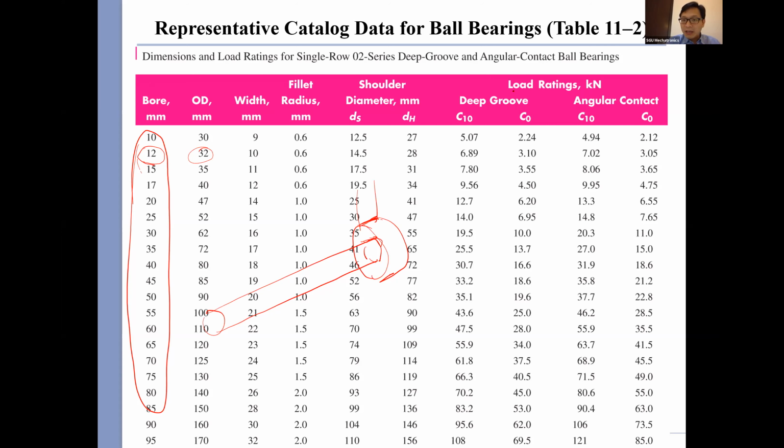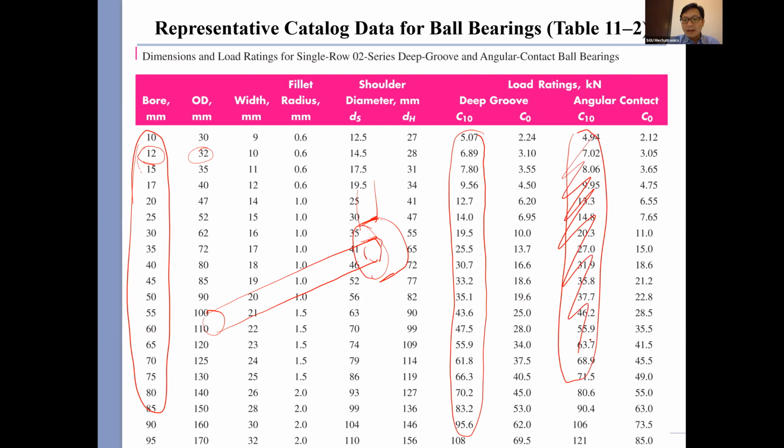But I would like to take your attention to this, the deep groove version, and here is the angular contact version. But let's not talk about angular, just deep groove. Deep groove is just a standard ball bearing; they call it a deep groove ball bearing. Now C10 is the dynamic load rating. They say dynamic because it's the rotating load. C0 is static. We will use this for axial later on, but for now we focus on C10.